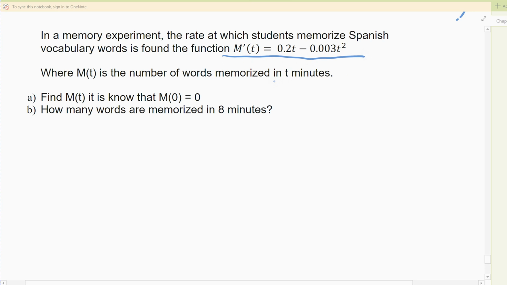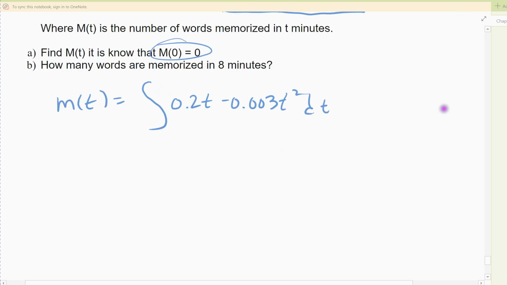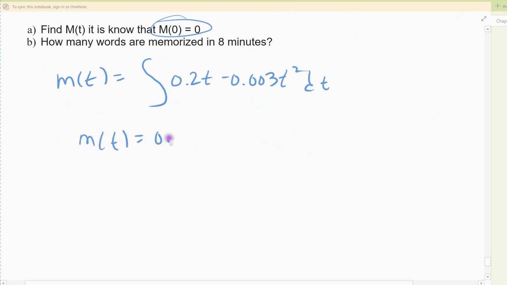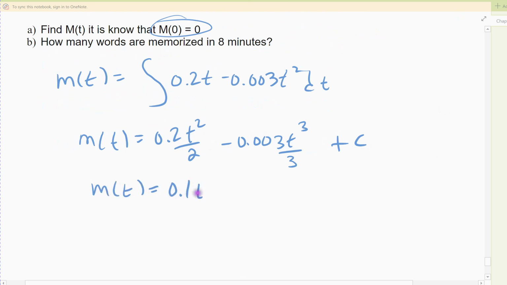Alright, find m of t if it is known that if you haven't studied at all, you haven't learned any new words. It should make sense that 0 times studying, 0 words memorized. So that's my initial value. So all possible m of t's would be my antiderivative of 0.2t minus 0.003t squared with respect to t. So 0.2t to the second divided by 2 minus 0.003t cubed divided by 3 plus c. Simplify that: 0.1t squared minus 0.001t cubed.